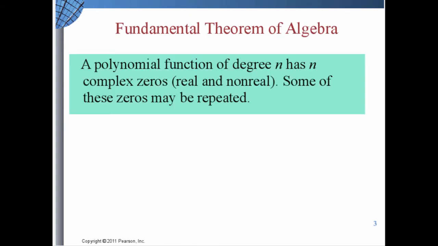So here's our first major theorem, the fundamental theorem of algebra. A polynomial function of degree n has n complex zeros, both real and non-real. Some of these zeros may be repeated. So if you think about what this means for a second, we have to recall what complex numbers are. Remember, a complex number in general form is a number that can be written a plus bi, where a is what we call the real part, and bi is what we call the imaginary part.